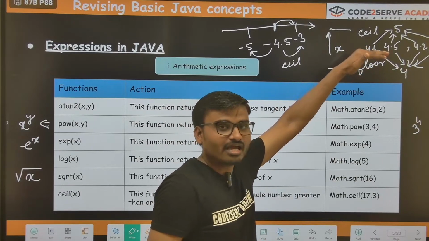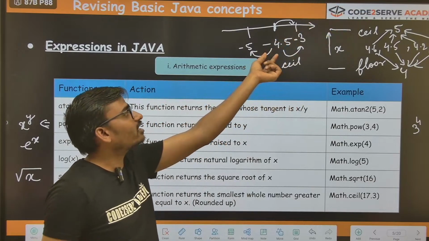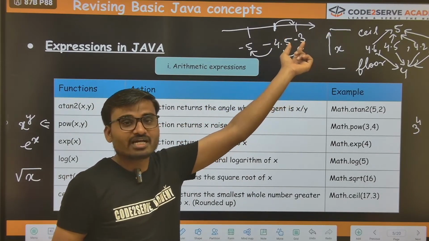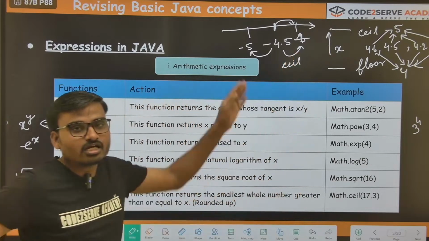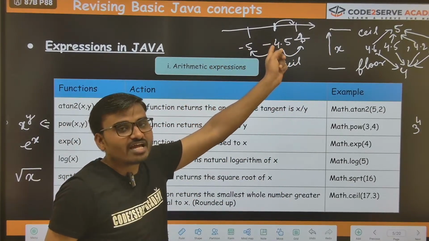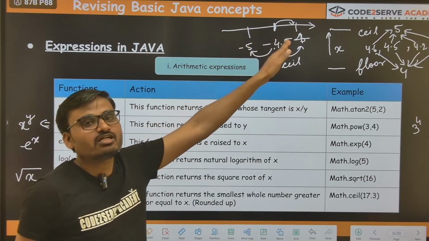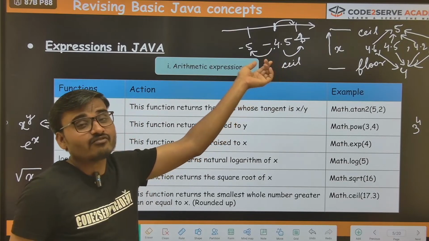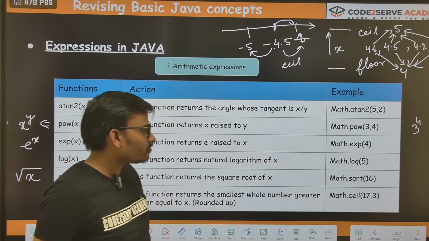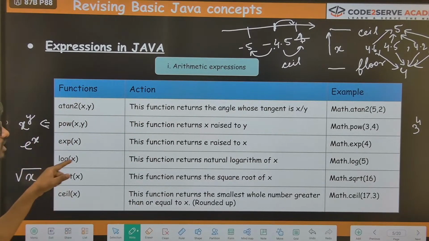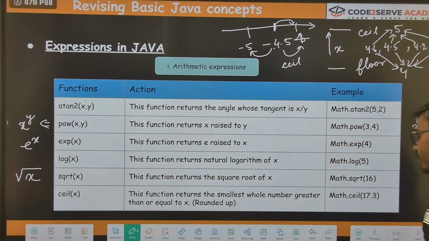Like for any number x, it will always return a number greater than that number. So greater than -4.5 will be what? Greater than -4.5 will be, sorry, here it will be -4. So greater than -4.5 is -4. So whenever you try to find the ceil of -4.5, it will result to -4. And for -4.5, if you find the floor, it will result to -5. Both will be in minus. Okay. So I hope both the concepts, one is ceil and the other one is floor, are clear to you all. All right.